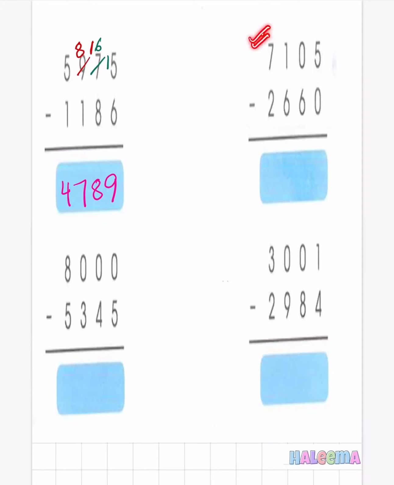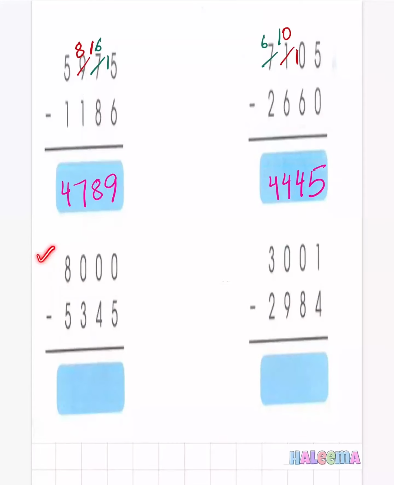Moving on to the other one. In the ones place, 5 minus 0. Remember, 0 subtracted from any number does not change the value of the number. So 5 we're going to write as it is. 0 minus 6 is not possible at all. We're going to borrow it from 1. 1 will become 0 and 0 will become 10. 10 minus 6 is 4. 0 minus 6 is not possible. We're going to borrow it from 7. 7 will become 6 and 0 will become 10 again. 10 minus 6 is 4 and 6 minus 2 is 4 again.